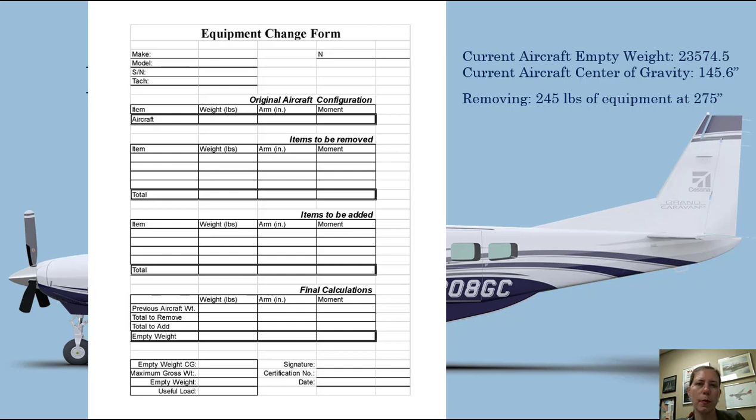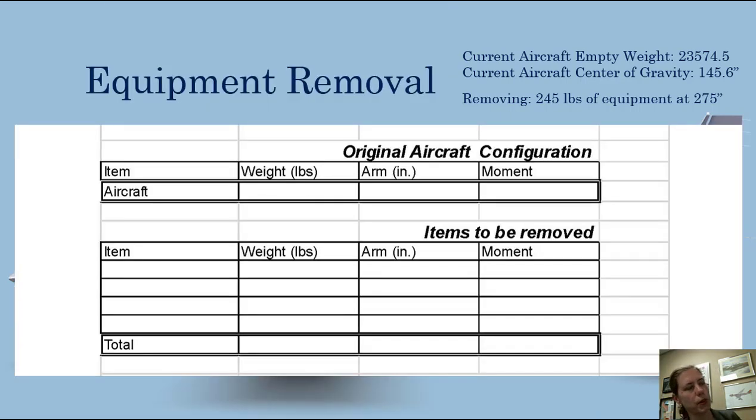Here's an equipment change form that we use here at LeTourneau University, just to give you an example of how to fill out that form. First, we're going to input our original aircraft configuration information. We have the aircraft's empty weight, the aircraft's original center of gravity, and the moment, which we can calculate by just multiplying our weight by our arm, and that gives us the moment. So if we do that math, 23,574.5 pounds times 145.6 inches, we get a new moment, and you see that number displayed there.